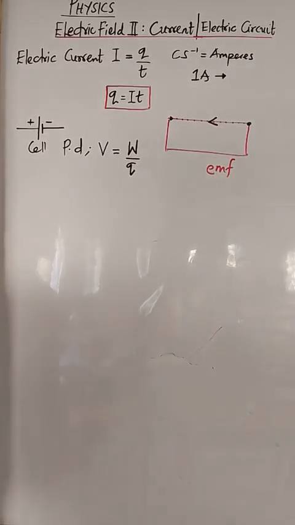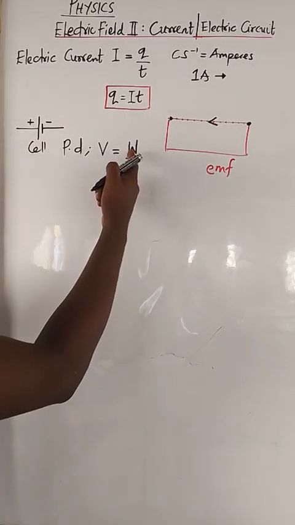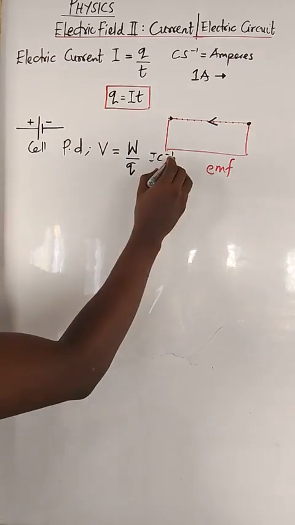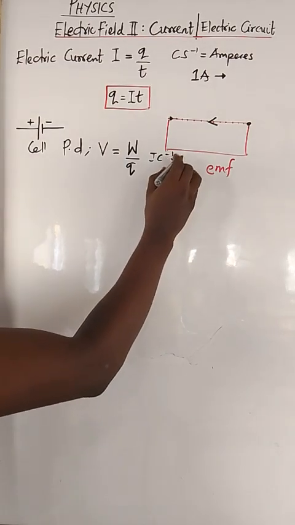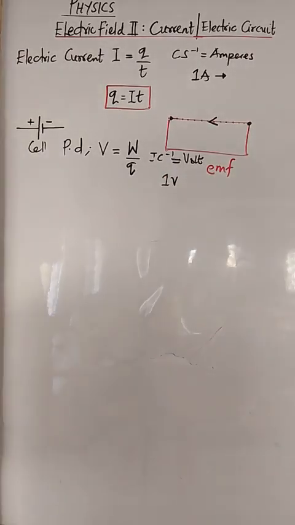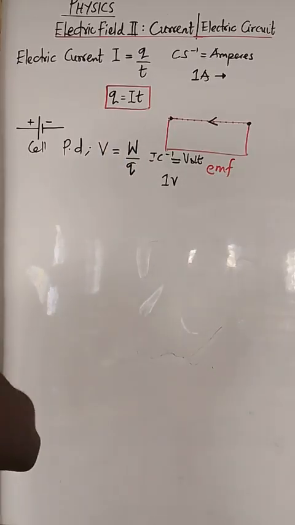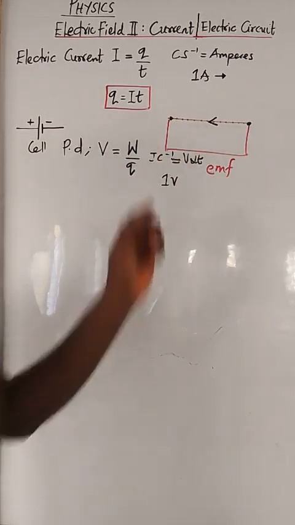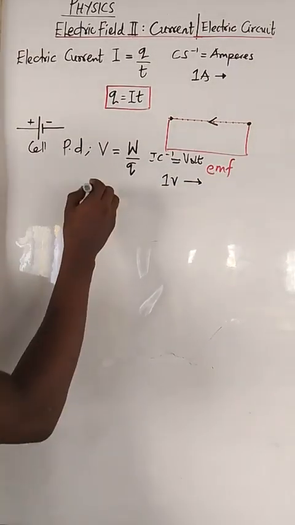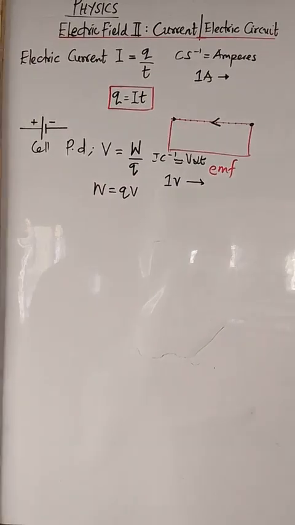And from here, the unit of work done is joules, charge is coulomb. So joules per coulomb, which has another name, we call it volt. So that's what is 1 volt. You see, 1 volt is the potential difference when a work of 1 joule is done to move a charge from one point to another. So that is 1 volt. And from here, if we cross multiply, we get that work done equals QV. Let's take that as equation 2.